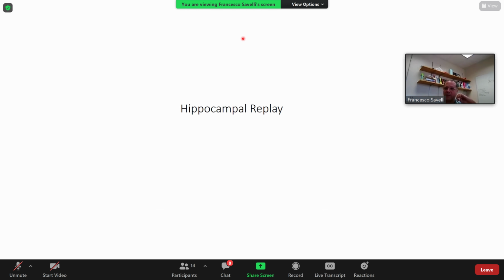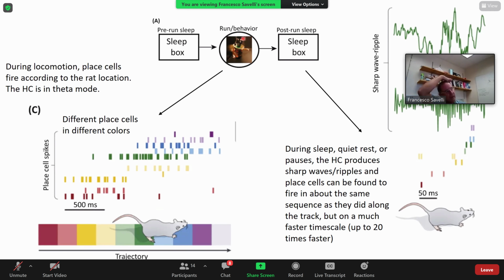Now we're going to look at another one that we mentioned before, which is hippocampal replay. You might remember, because we hinted at that, but we haven't really studied it. So the idea is, let's just say you have an animal in a sleep box. Then you have the animal running its behavior. Behavior meaning maybe they run on a track, right? They run on a track. Then they go back in a sleep box.